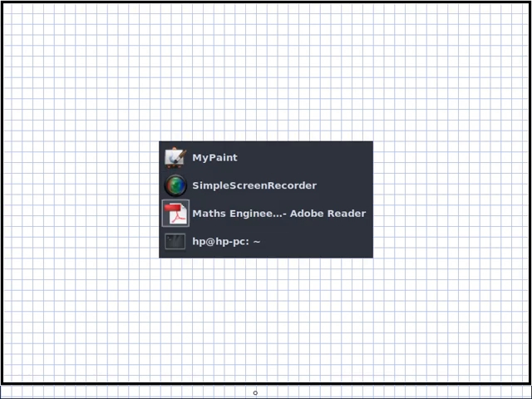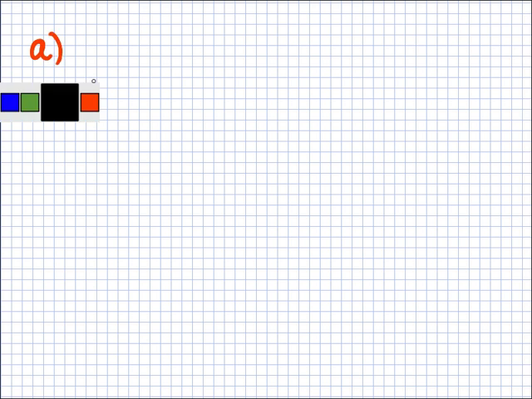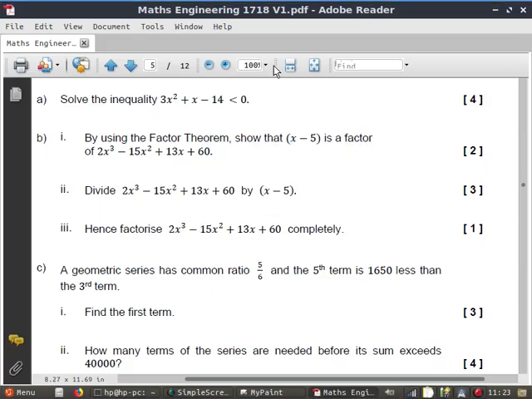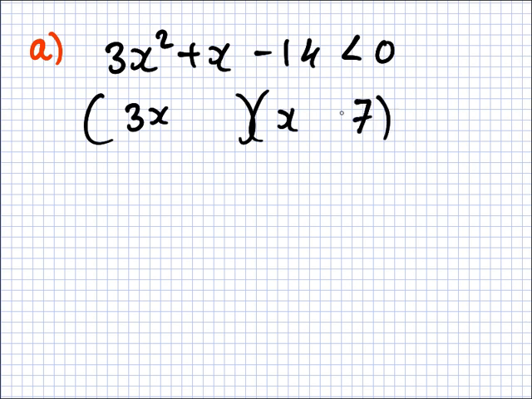The first part was: solve this. I didn't solve it yet. Plus x minus 14 less than 0. 3x, x, 7 and 2, plus and minus.